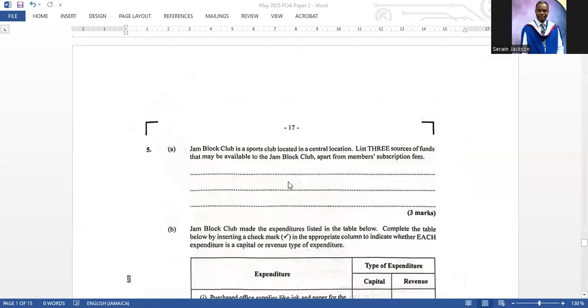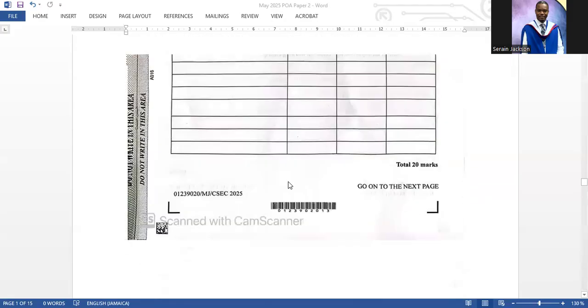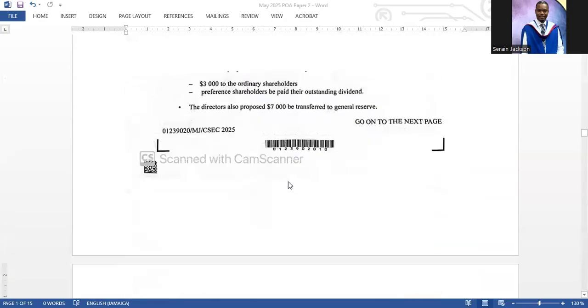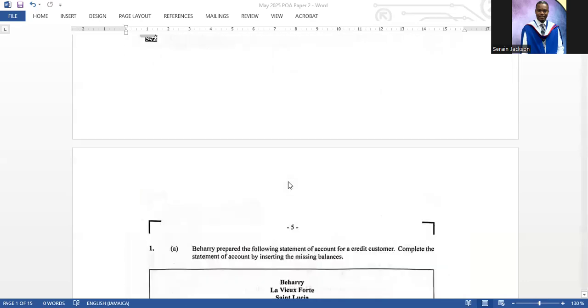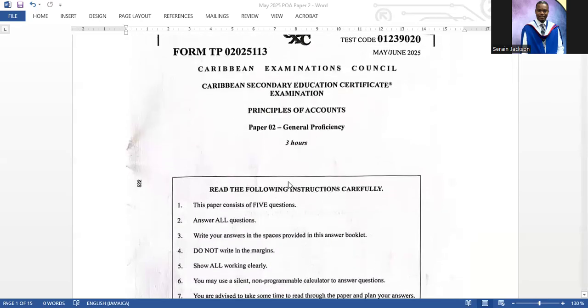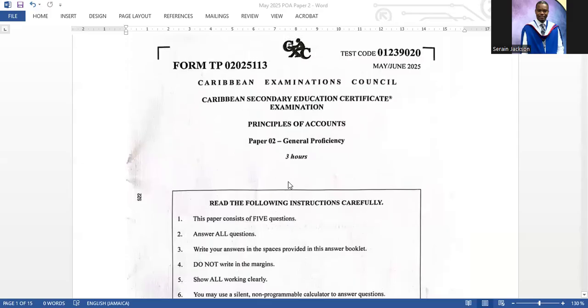So now, what are my thoughts in general? In general, this paper is not a difficult paper. I can tell you that it's not a difficult paper. The problem is the topics that are here are not topics that people generally prepare for. You get what I'm saying? So that in and of itself would make it difficult.